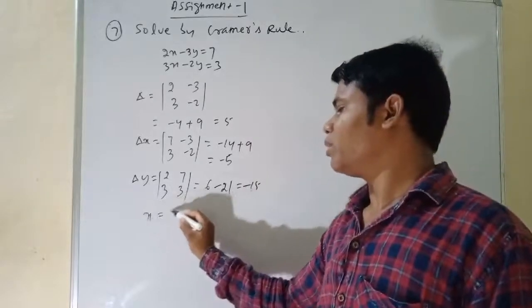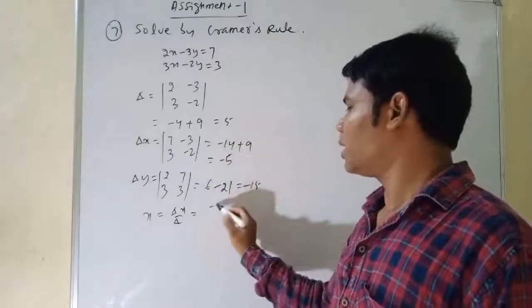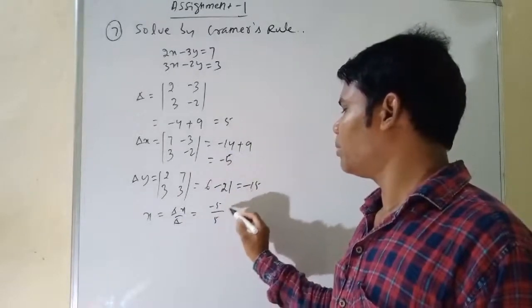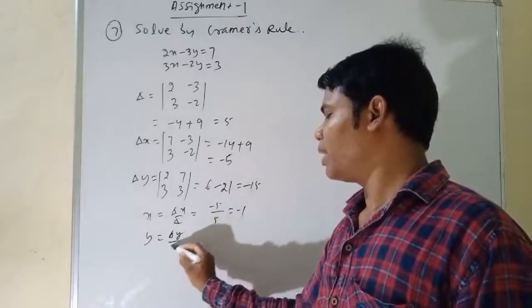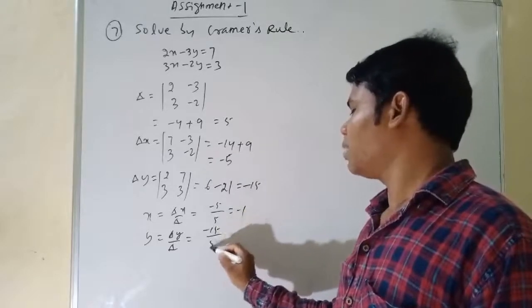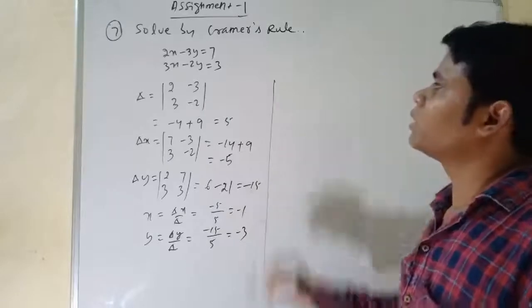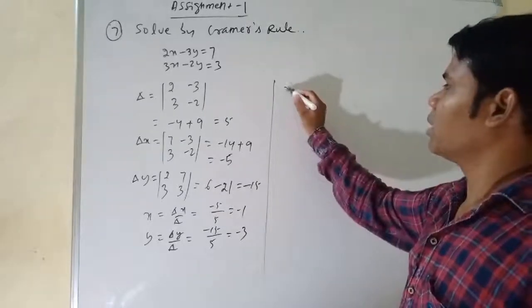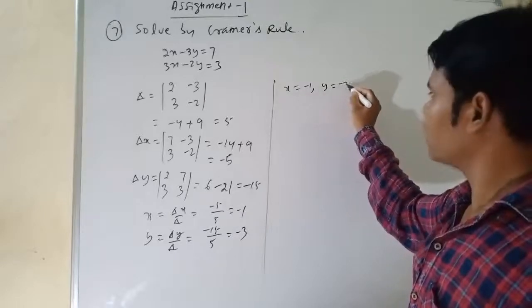Now x is equal to del x by del, del x is equal to minus 5, del is equal to 5, so x is minus 1. y is equal to del y by del, del y is equal to minus 15 by 5, del is equal to 5, is equal to minus 3. The solution of this equation: x is equal to minus 1, y is equal to minus 3.